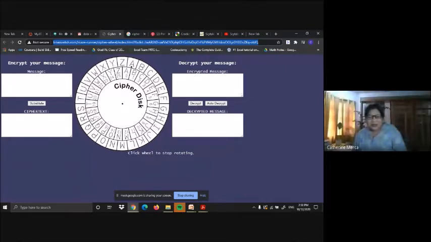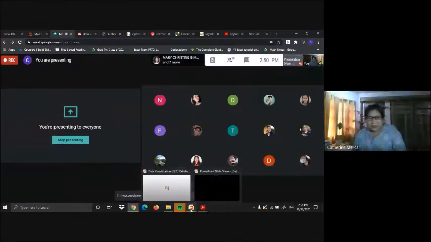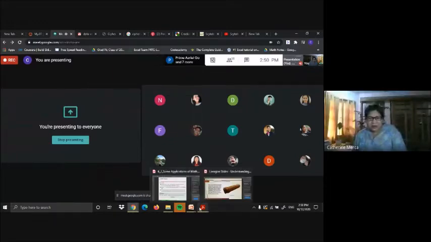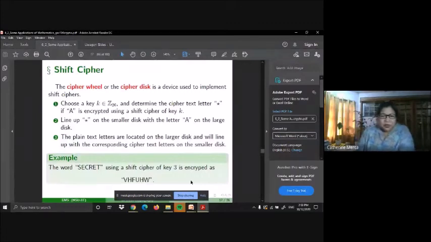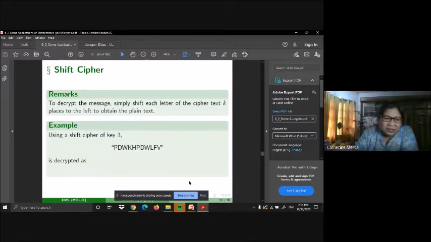So, let's now go back to our topic here. Okay. Saan ako kanina? Ito. Yan. The secret word using shift cipher key of 3 is encrypted as this one. And to decrypt the message, simply shift each letter of the ciphertext K places. So, yan yung pinakasimple na aralin natin. The rest, medyo hindi na. So, using shift cipher key of 3, what is this?